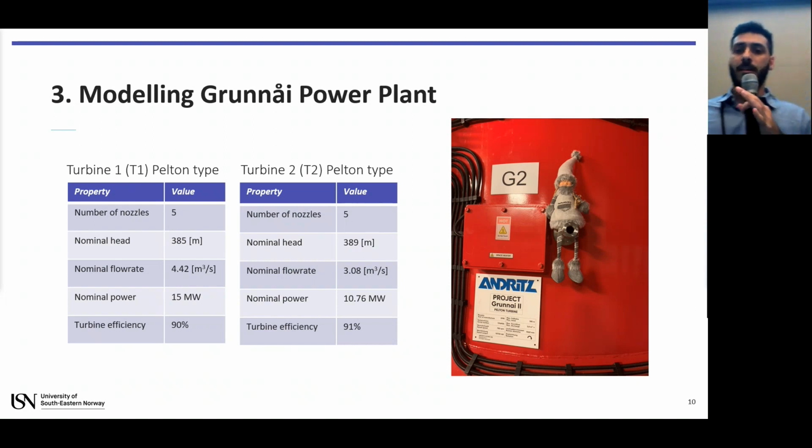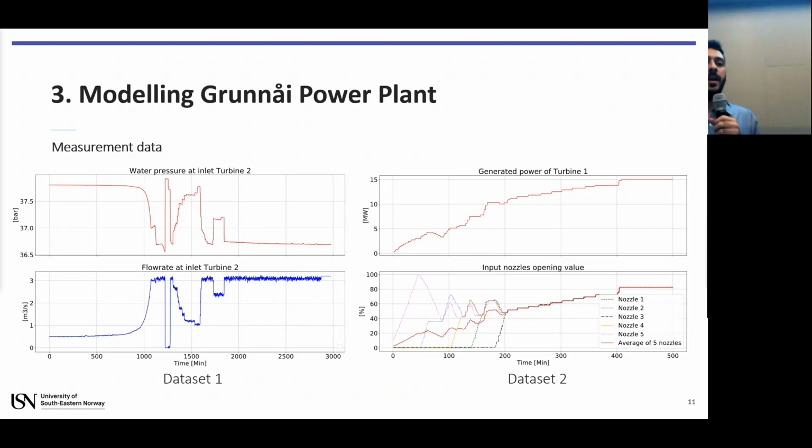So the two turbines are actually Pelton turbines. They are pretty similar in terms of nozzles, but they are different in other parameters. For example, efficiency, nominal power, but they are close in terms of rating. Okay. And here we're going to use two sets of data.